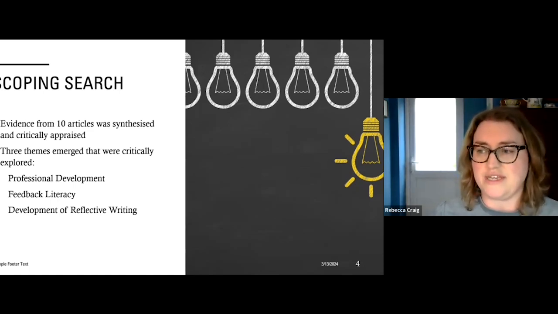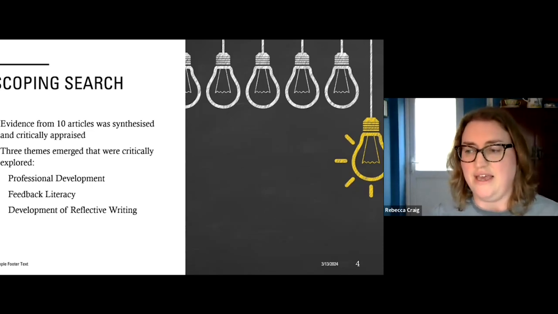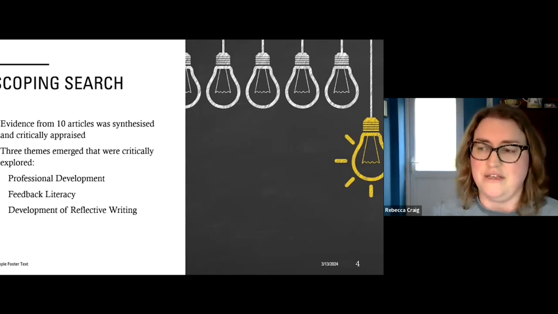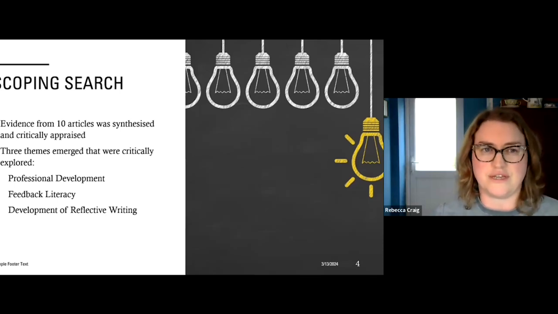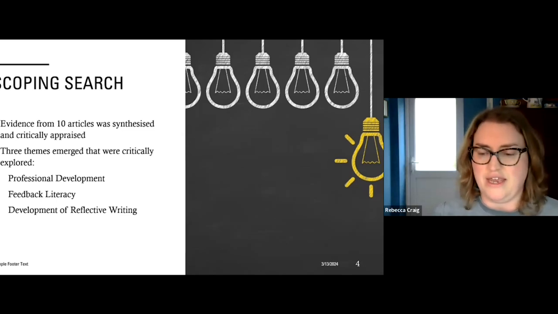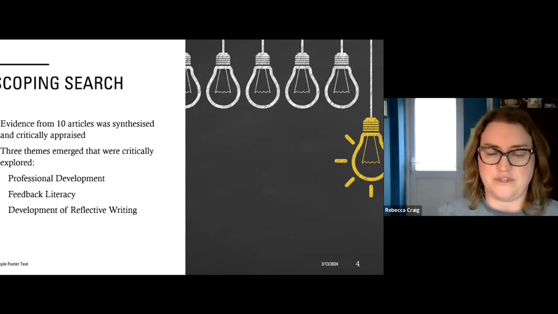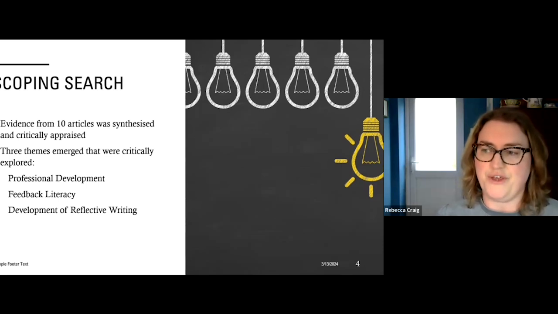The themes that came through those 10 articles were, as you probably expect, professional development, feedback literacy, and development of reflective writing. What we found when we introduced the project to the foundation degree students was there was a lot of discussion about how it really helped them to better understand their professional identity and their professional role. There were also some indications around role identities and transition to when they go up into the second year, or in our nursing students, the third year, and then on to being a qualified practitioner. So that professional development theme really came through.